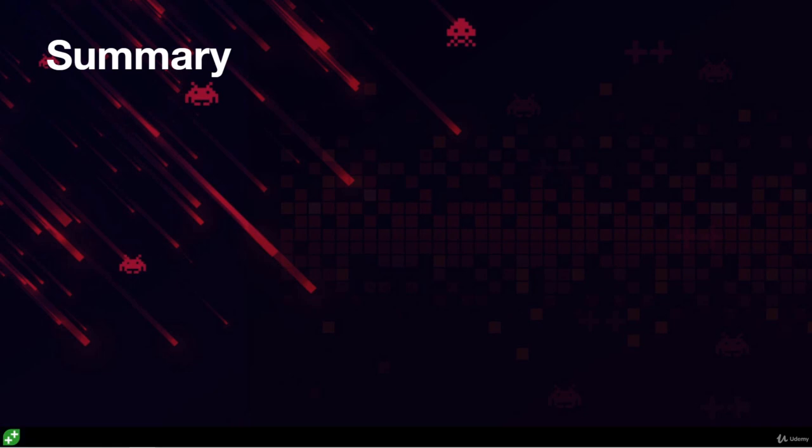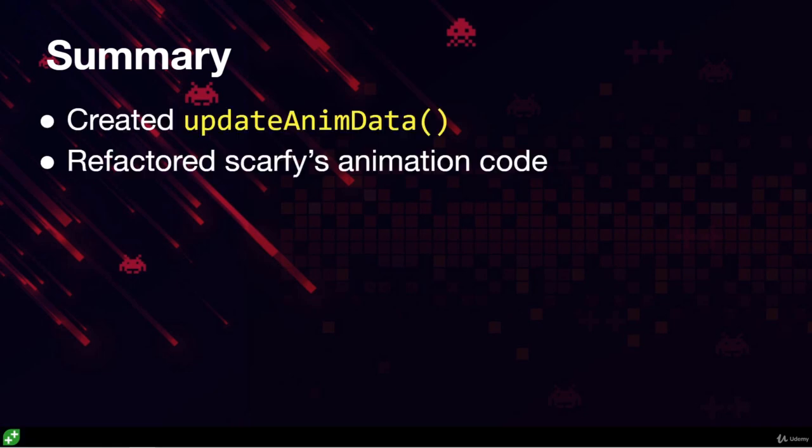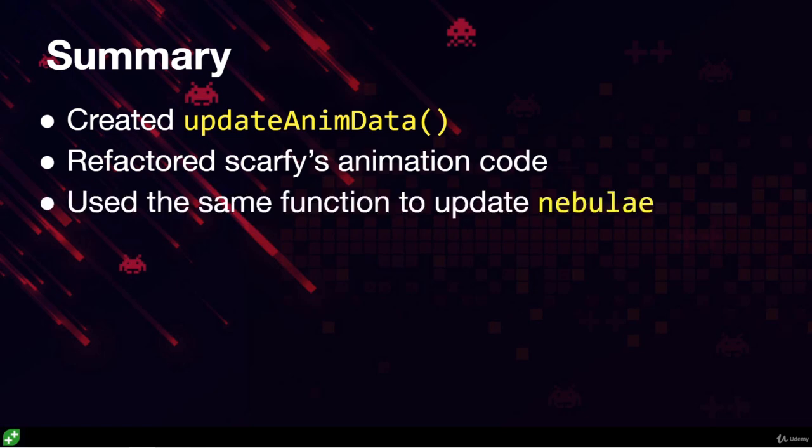So in summary, we've created a function called updateAnimData for updating Scarfy's animation frame. We then reuse that function to update each nebula in the nebulae array. This shows us just how much more efficient our code can be when we refactor any repeated code into a function that we can reuse.